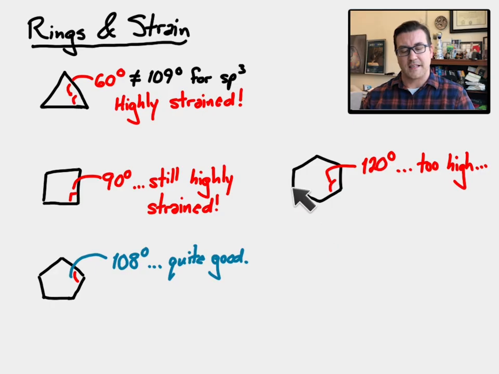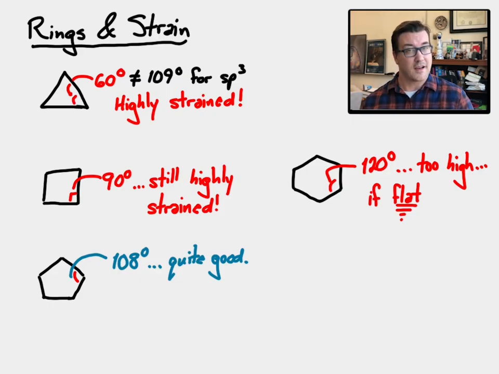Now we look at this 6-membered ring, cyclohexane. If you were to look at the geometric math of this, it would say that the interior angle should be 120 degrees, which is too high now. It's much bigger than that 109 degrees. But the key thing to think about is that's true if the molecule is flat. And spoiler alert, it is not flat.